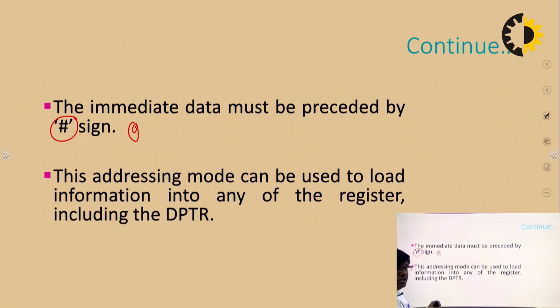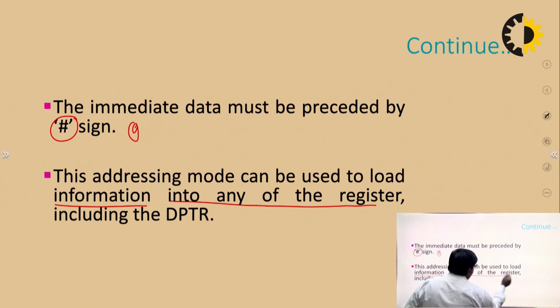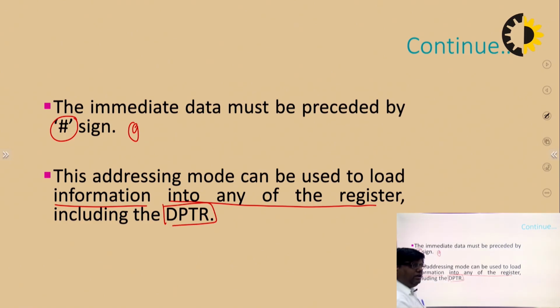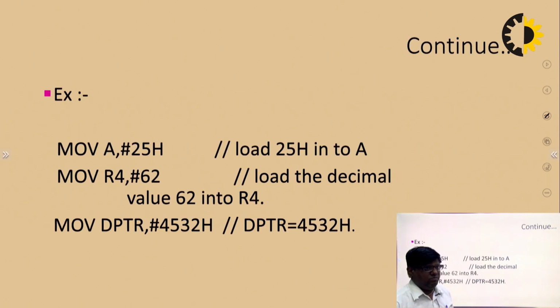The constant is directly accessed by the instruction. That is the immediate addressing mode. This addressing mode can be used to load information into any register, including the data pointer register. The operand or constant can be stored in any kind of register. That is very simple. Now, this is the main example of the immediate addressing mode.